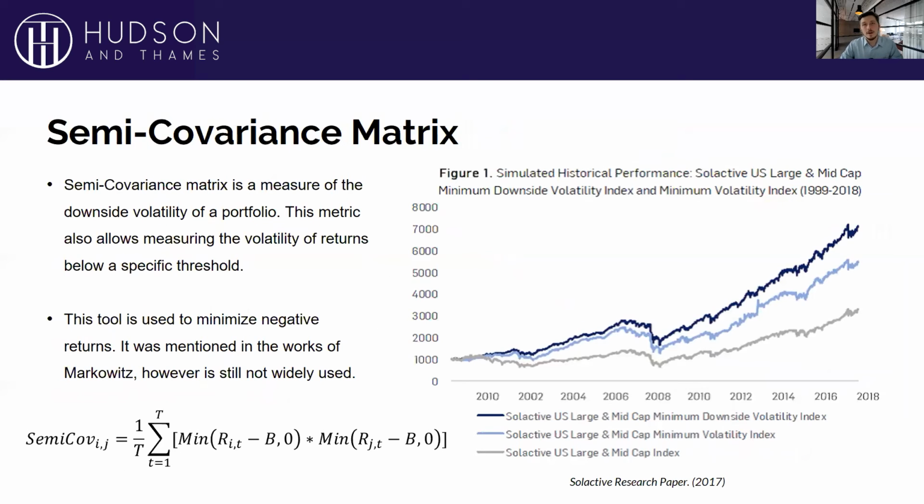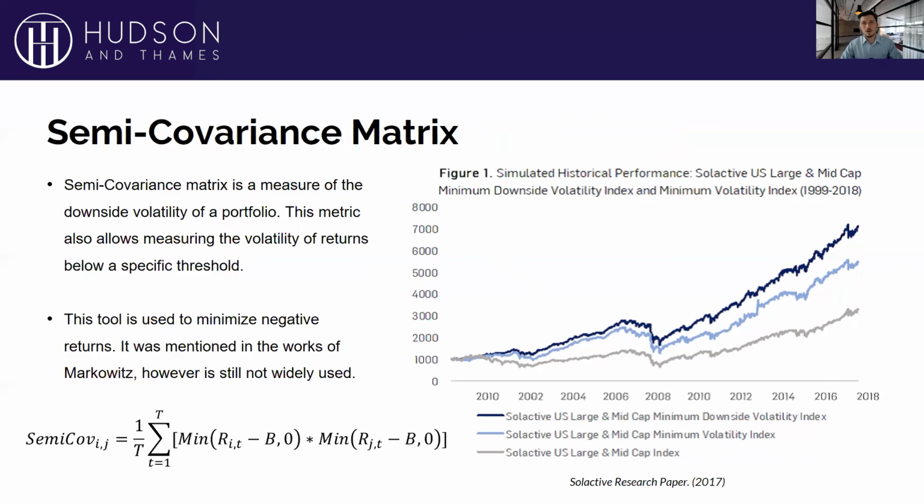Next, the semi-covariance matrix. This is an interesting tool which was mentioned back in the works by Markowitz. However, it's not widely used right now. What's the main idea here? The main idea is to measure the downside volatility of a portfolio. So basically, only the covariance of observations that are below a certain threshold.